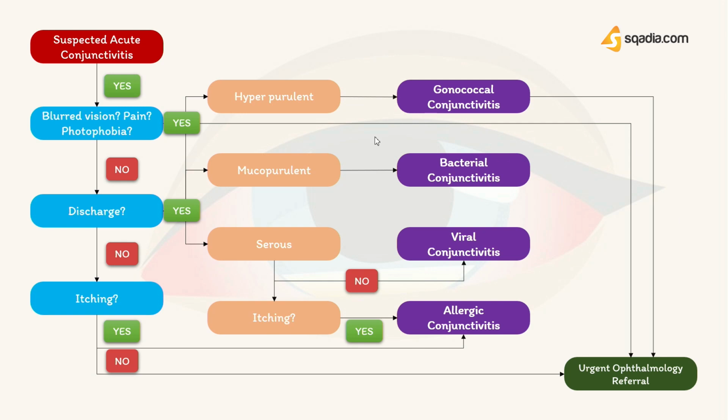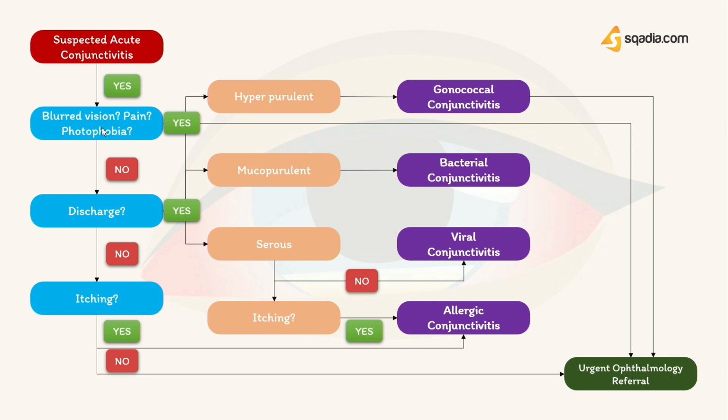On the other hand, if the patient has a mucopurulent discharge, we are suspecting, and most definitely the patient is suffering from bacterial conjunctivitis. If the discharge is serous in nature, then usually we have a case of viral conjunctivitis at hand. If the serous discharge is associated with itching, then the patient might be suffering from allergic conjunctivitis.